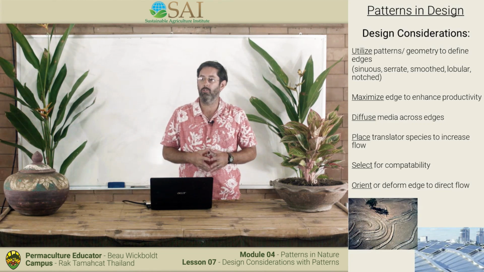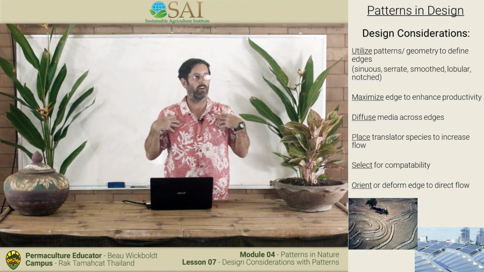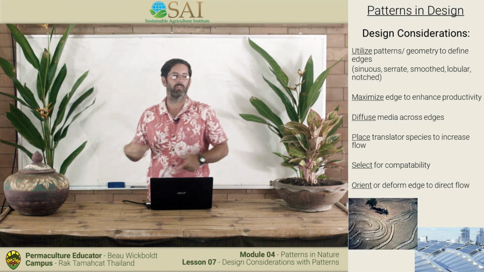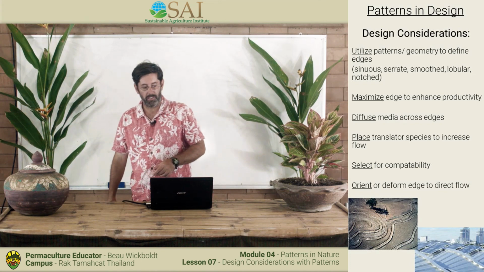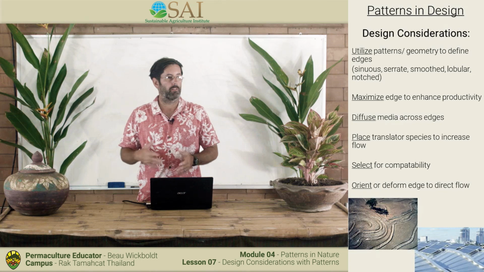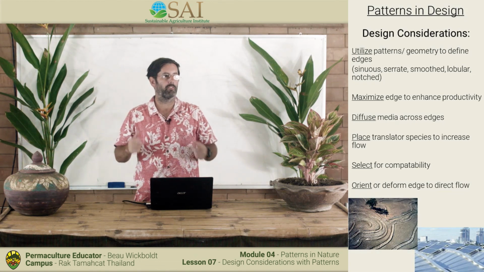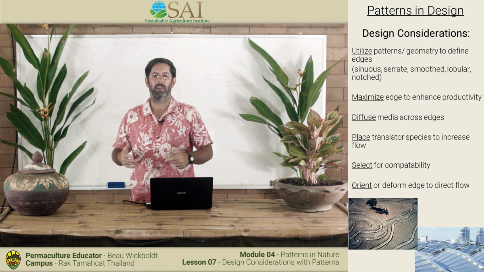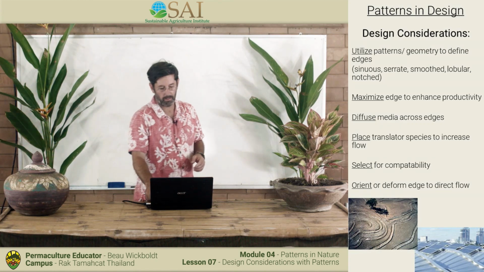We want to diffuse media across boundaries. We want to try to utilize our energy to make media move, to increase yield. We want to place translator species to increase flow, whether that's worms, butterflies, bees, or any other species, frogs, newts, fish. We want to increase the flow of nutrients by allowing habitat. So we create habitat to make that happen.